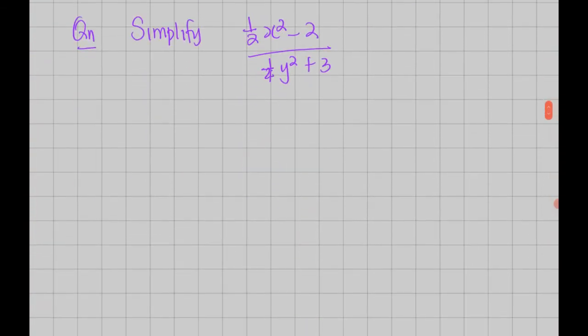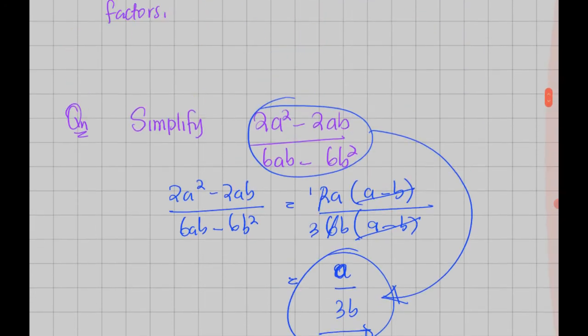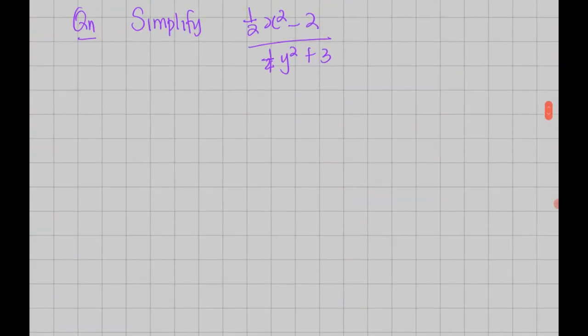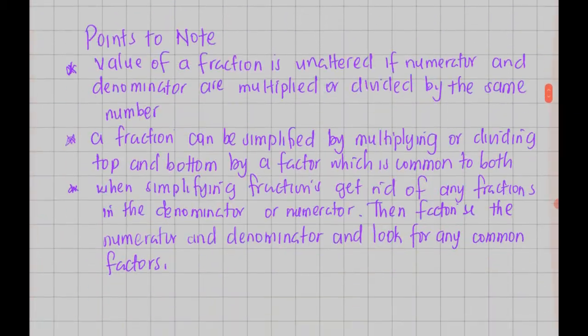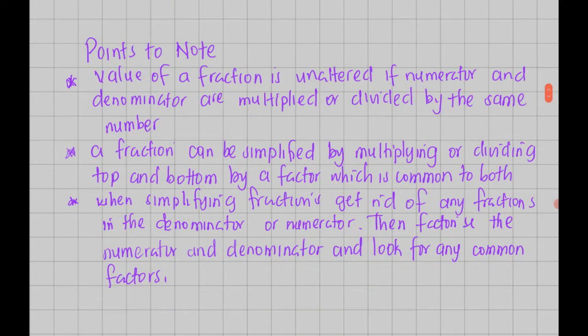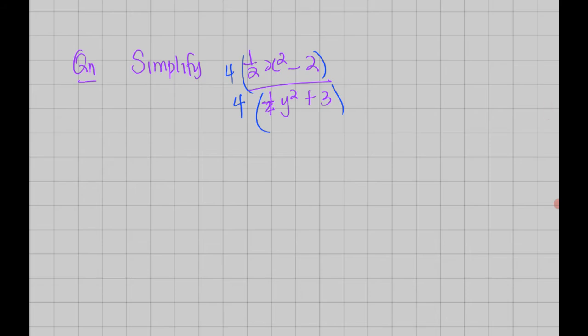The next one says simplify half x squared minus 2 over a quarter 4y squared plus 3. So what do we say here? We say that we first remove any fractions in the expression. So how do we remove any fractions? We multiply both the numerator and the denominator by 4, right? The value of a fraction is unaltered if we multiply or divide the numerator and the denominator by the same number, right? So in this case, you have multiplied both the numerator and the denominator with the same number, so we didn't change any value.